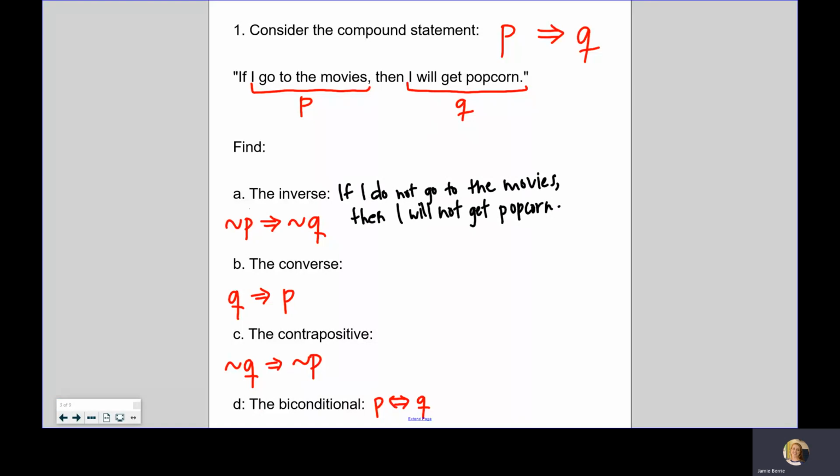All right, so converse. The converse is if Q, then P. So if Q, if I will get popcorn, then P, then I will go to the movies. Technically, that word will wasn't supposed to be in there, right? But I just threw it in there to make the sentence flow better. So if I will get popcorn, then I will go to the movies.